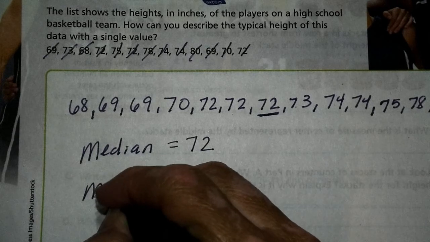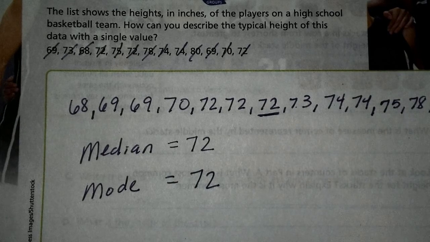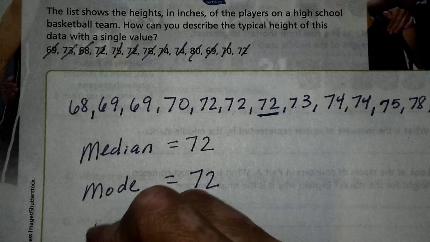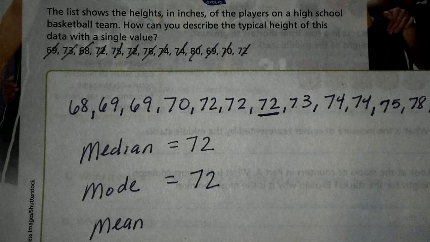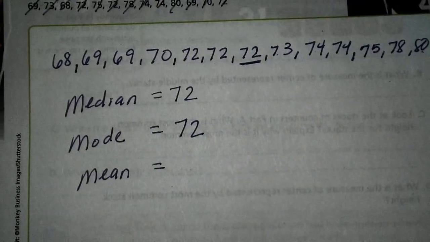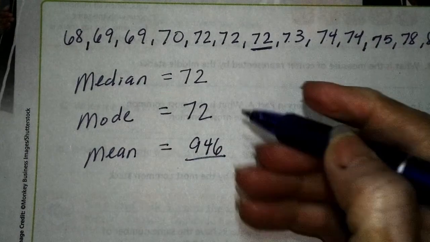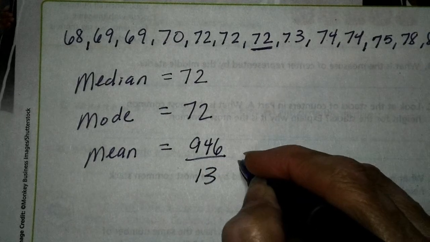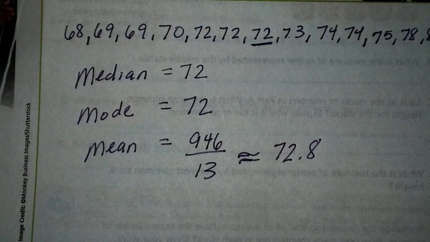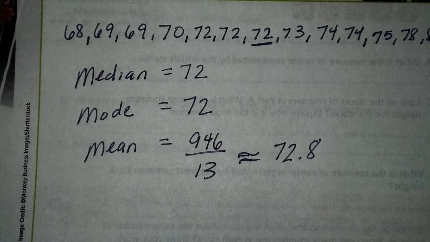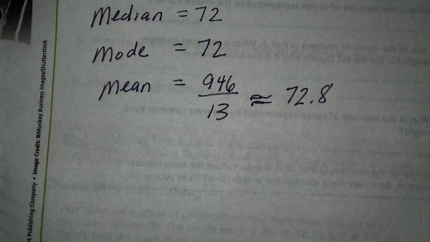The mode is the number that occurs the most. So that is 72. And the mean is we add them all up and divide by the number that we have. So I've done a little bit of upfront work. When you add all these up, you get 946. Divide that by 13. And so the mean is approximately 72.8. So as you can see, they're all very close to that 72.